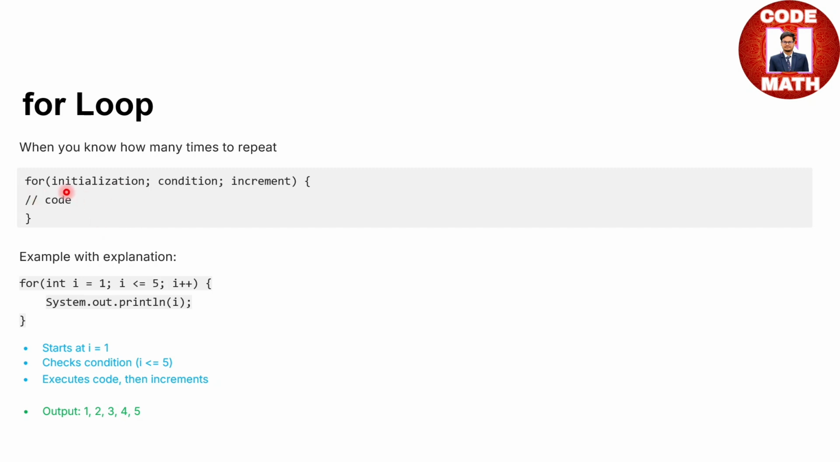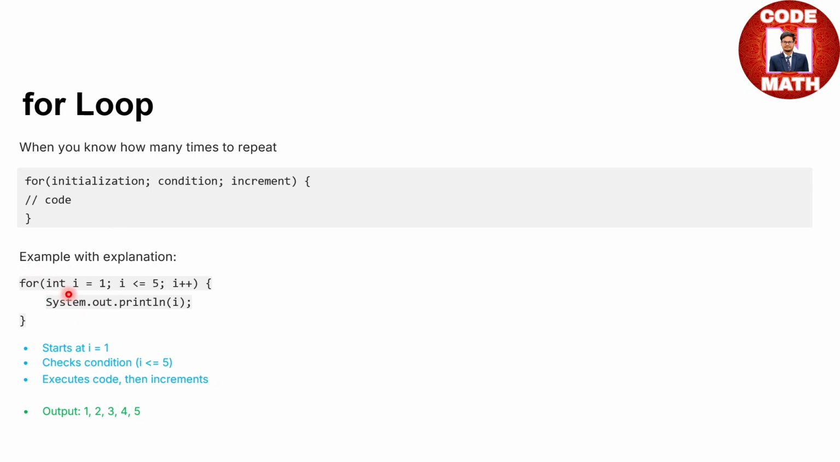When talking about the syntax, we will write the for keyword, then we will initialize it, then give the condition, then the increment, that is how much to increment it, then we will write the code for what we want to do with that repetition.